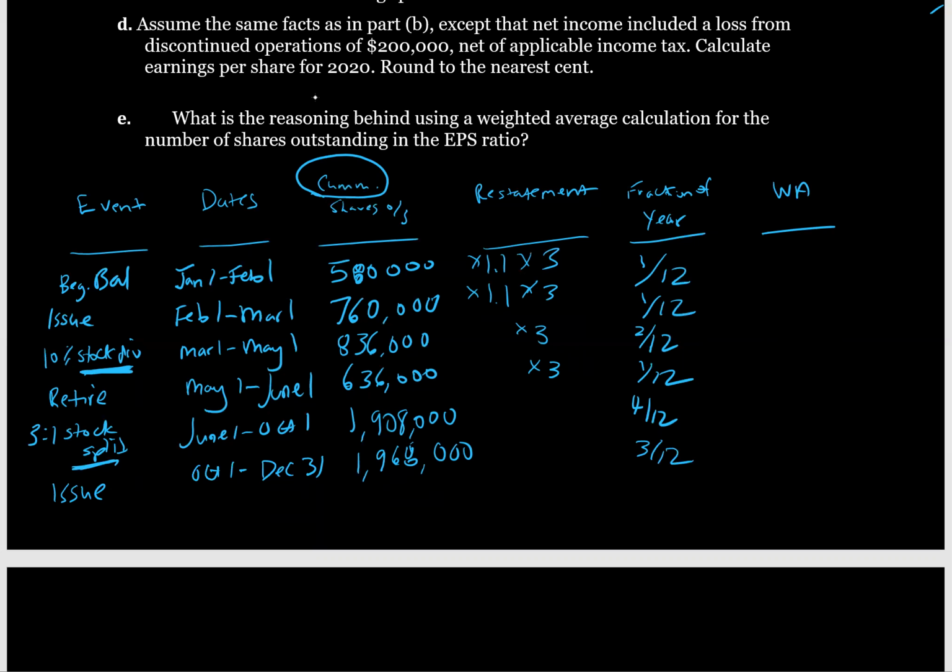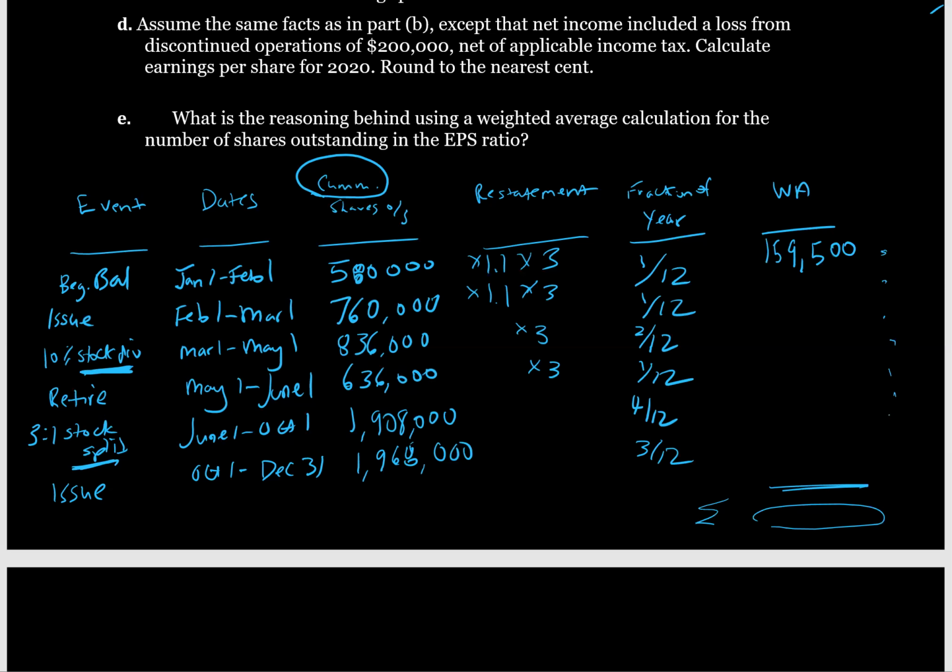So the next thing that we need to do is simply run the math through for these columns. So we want to run the math through horizontally so that we can fill in these columns. We need the numbers here so that we can add up. This is the number that we're looking for. So if we take 580,000, we multiply it by 1.1, we multiply it by 3, and then we multiply it by 1/12. We're going to end up with weighted average shares for the month of January of 159,500.